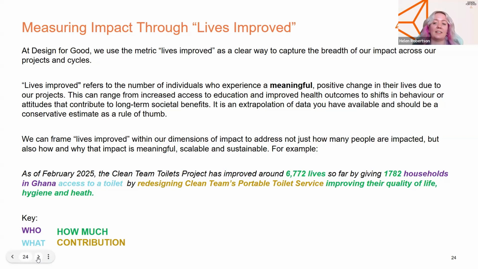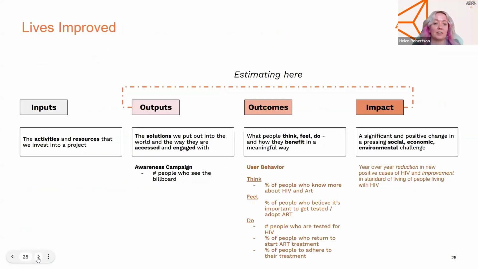So if we move to the next slide then, just going back to Chris's example, and Chris's a wonderful framework for us. This sort of shows where our measuring and estimating lives improved would come in. So it would come in looking at your outputs, outcomes, and your longer term impact is where your measuring lives improved comes in.